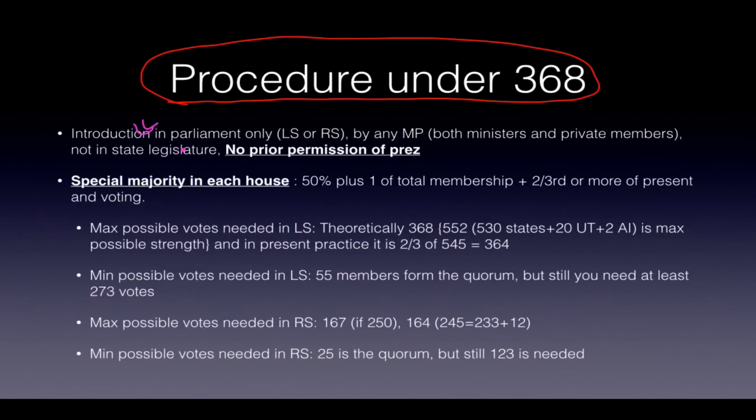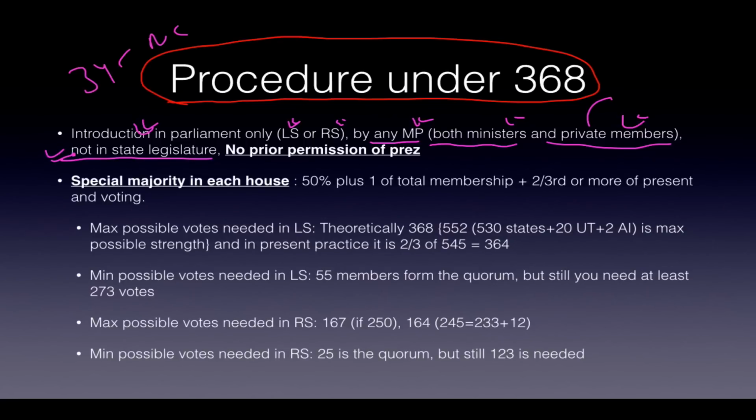State can also introduce by 34 states if passed by national convention, and only by either in Lok Sabha or Rajya Sabha, but not by state legislature, by any MP, where both ministers and private members can introduce it. But obviously it will become difficult for private members to introduce it. Cannot be introduced in state legislature at any cost, and no prior permission of president is needed. This is also understood. But if you are creating new states, then prior permission of president is needed. Special majority is needed in each house.